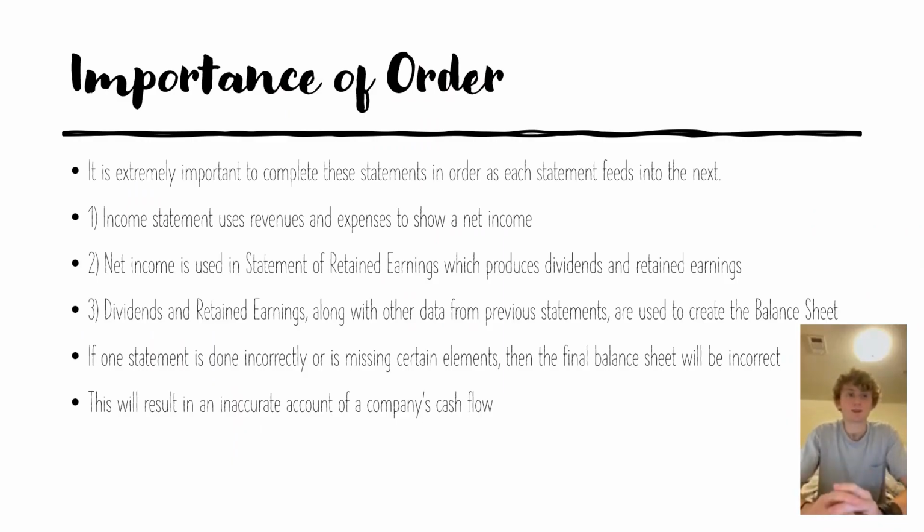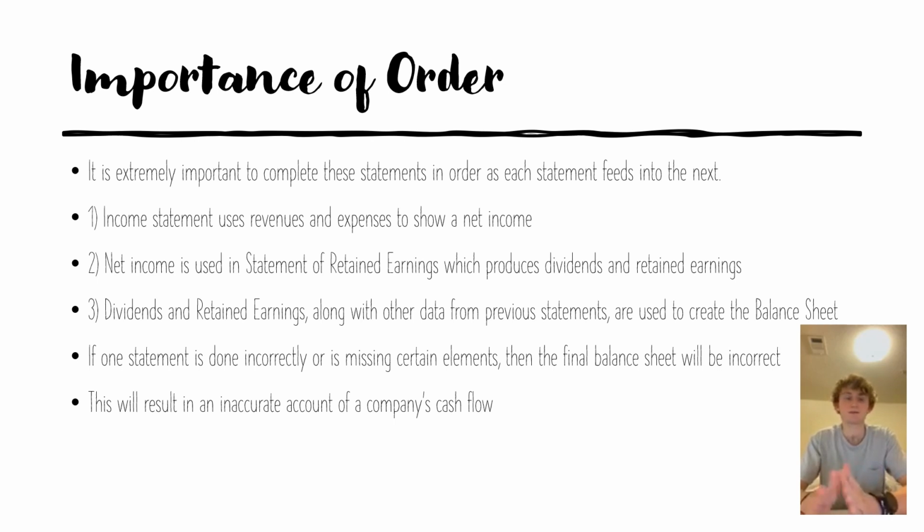Why is order important? Order is extremely important to complete these statements because one statement feeds into the next. As we said, the first statement is your income statement, and the income statement uses revenues and expenses to show a net income. This net income then is used in the statement of retained earnings, which will then produce dividends and retained earnings. Those dividends and retained earnings, along with some data from the income statement, will be used in the balance sheet. The balance sheet will then share everything that is going on in a company, including assets, including current liabilities, everything that is being done.